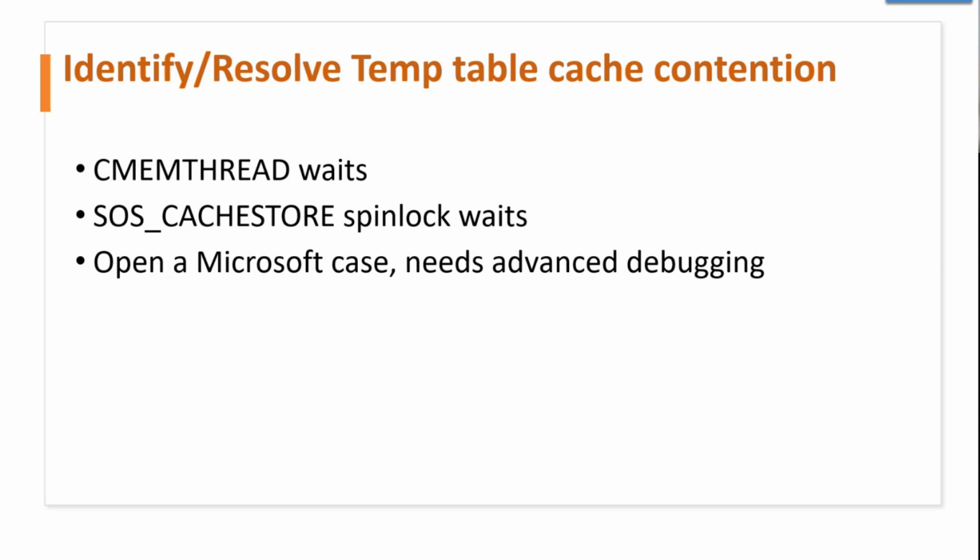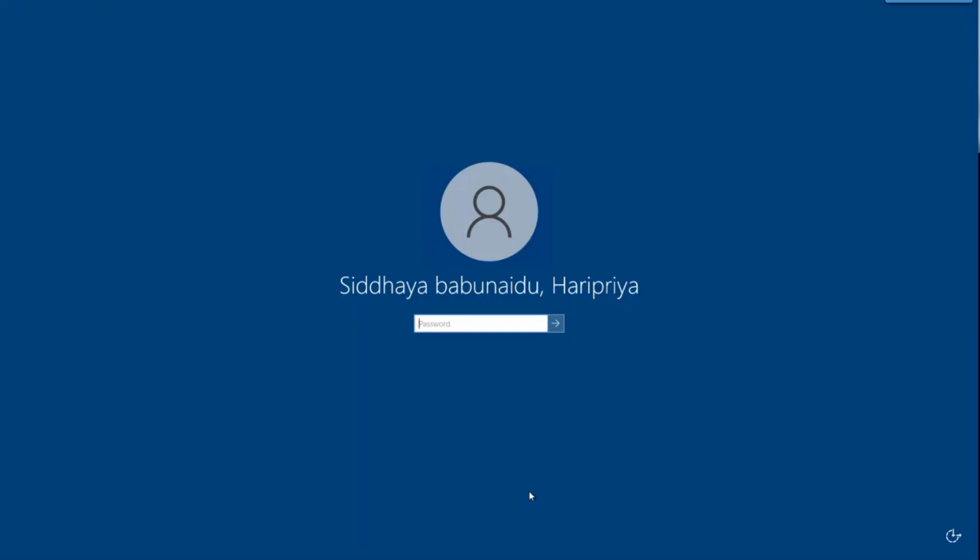All right, so we did see the three types of contention, and what I would like to do now is show you the demonstration of the object allocation contention and the metadata contention.